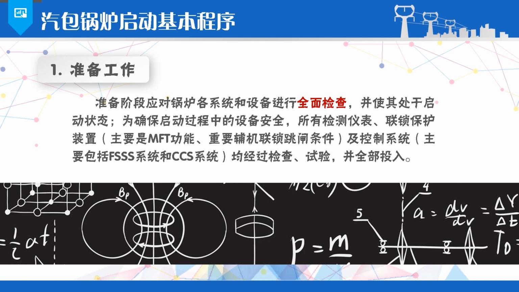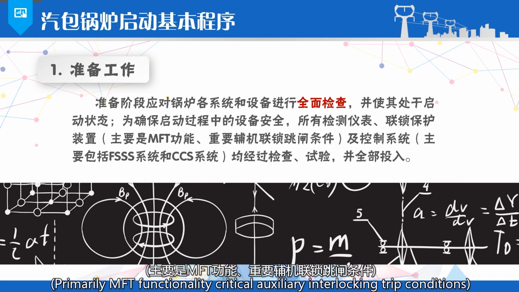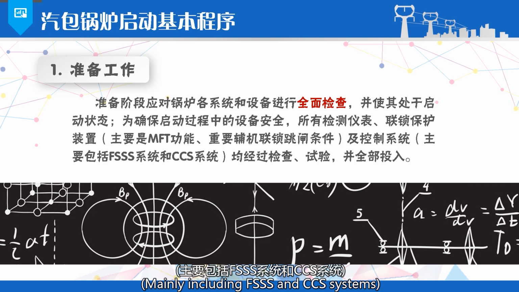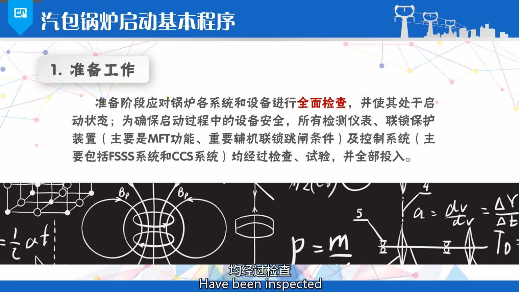and put them in a state ready for startup to ensure the safety of equipment. During the startup process, all detection instruments, interlocking protection devices, primary MFT functionality, critical auxiliary interlocking trip conditions, and control systems, mainly including FSSS and CCS systems, have been inspected, tested, and fully commissioned.